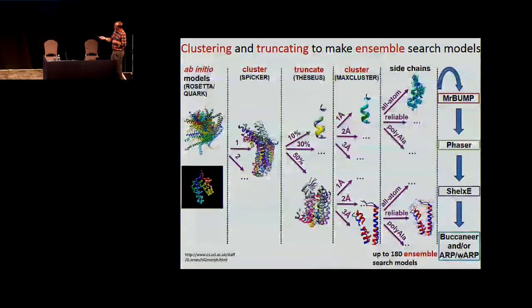So we would make about 1,000 models here, and we would look at them and try and cluster them to find groups of structurally similar models. And if you can find a large number of similar models in your set, that's a sign that the modelling has probably worked quite well. You take those clusters and you do a truncation. This is a very important part of the way AMPLE works.